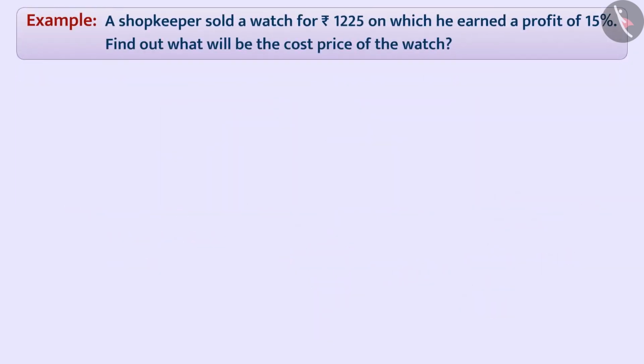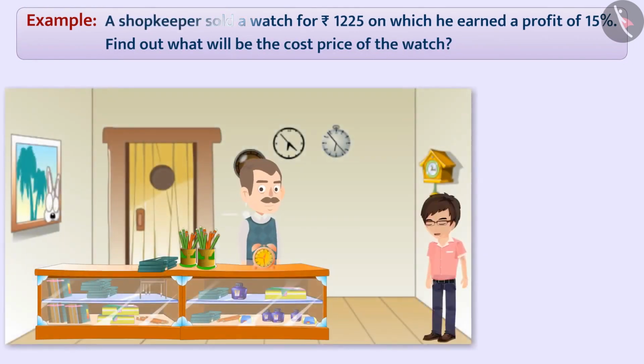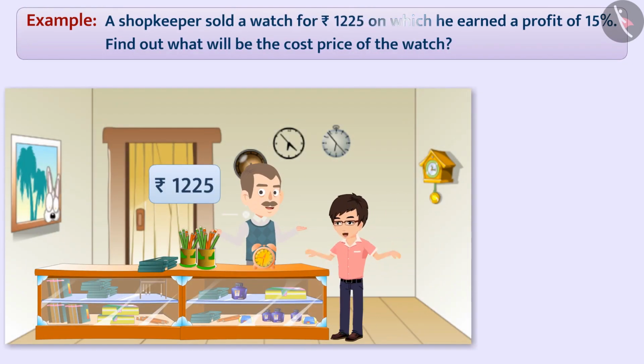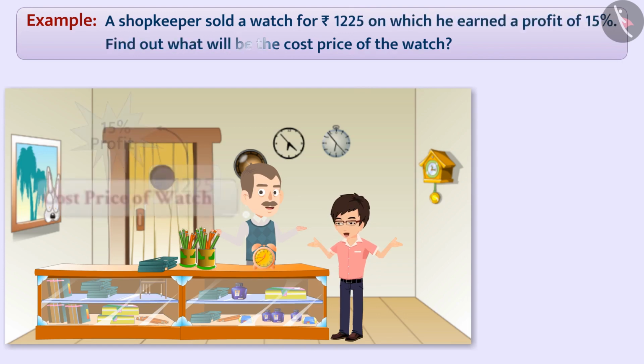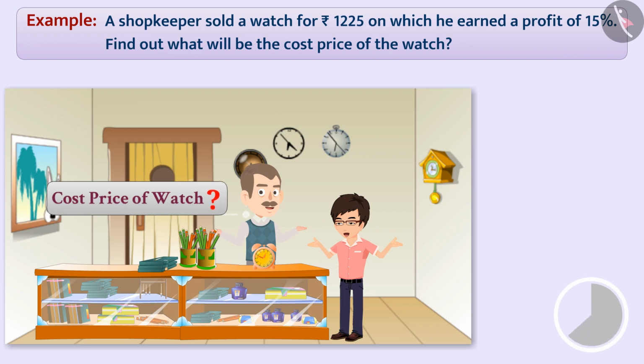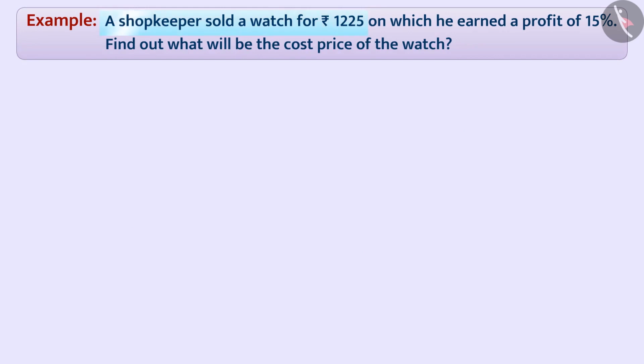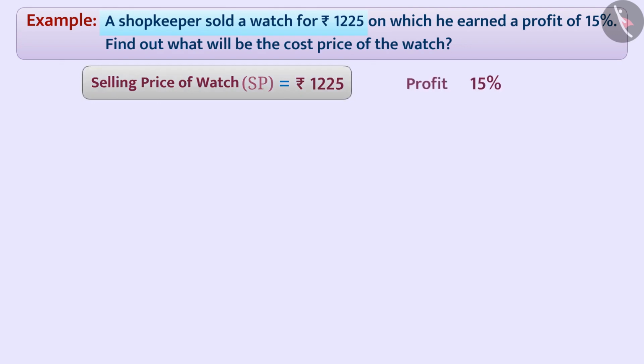Next example. A shopkeeper sold a watch for Rs 1225, on which he earned a profit of 15%. Find out what will be the cost price of the watch. Stop this video and try to find the answer. Let me tell you, here the shopkeeper sold the watch for 1225 rupees. So, the selling price of the watch, that is SP, is 1225 rupees. He gained 15% profit.